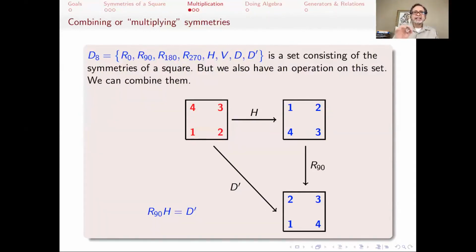The notation needs a little bit of explanation because why didn't I write H R90 equals D prime? This is the function notation. When we compose 2 functions, we say f of g of x. And even though g is done first, you apply g to x, then comes f. We write it as f of g of x. We write the second thing first. So this is the function notation.